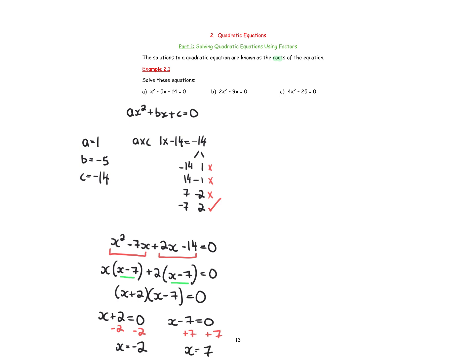So when we're looking to solve the equation, we've now found that x squared minus 5x minus 14, when equal to 0, gives the values x equal to minus 2 and x equal to 7.